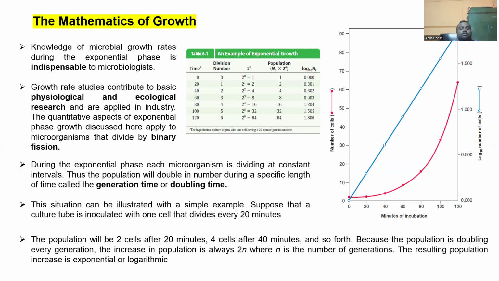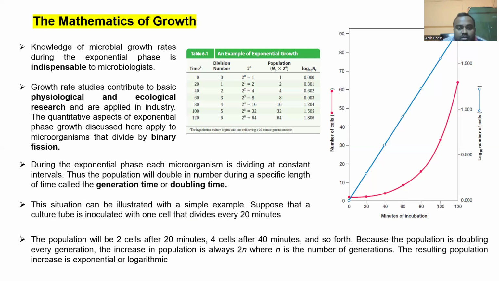That means the population will be 2 cells after 20 minutes, 4 cells after 40 minutes, and so on and so forth, because the population is doubled every generation. And the increase in population is always 2^n, where n is the number of generations.